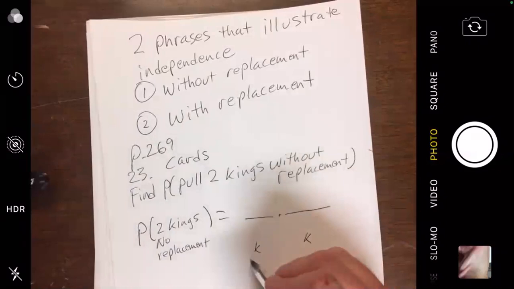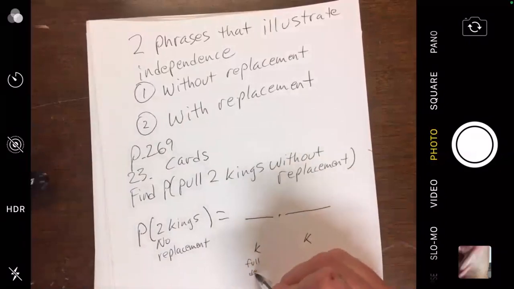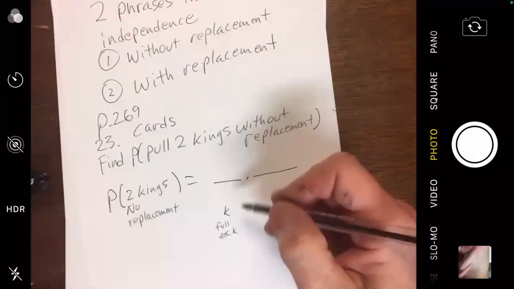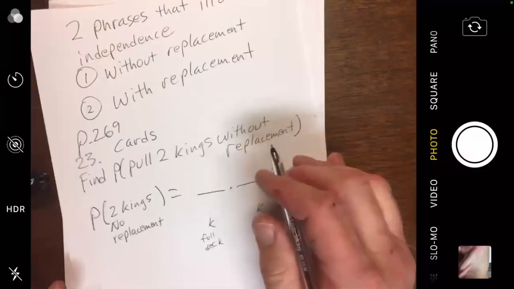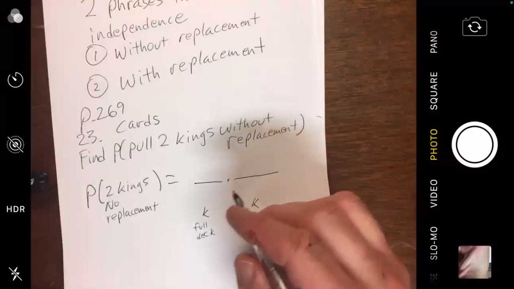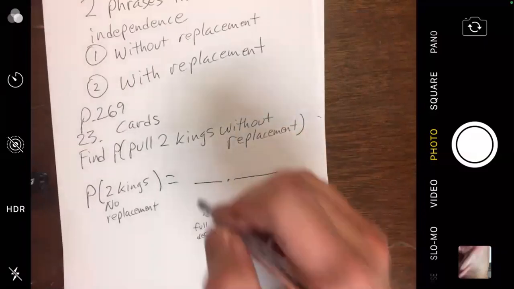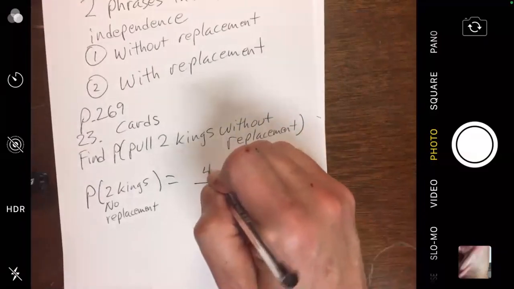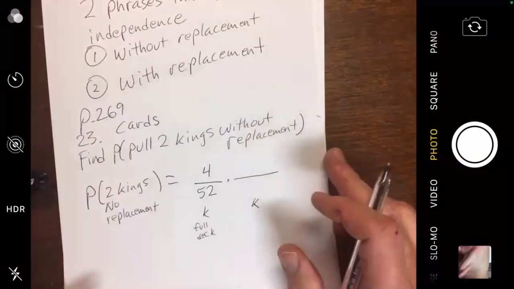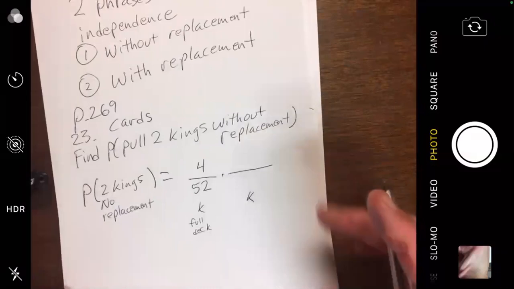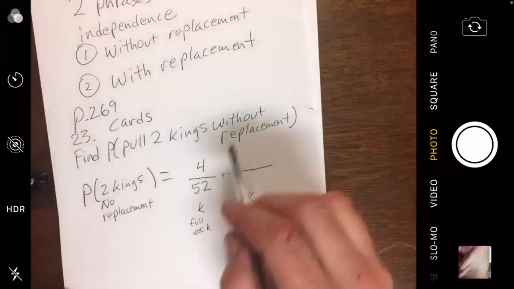All right, first one has the full deck. Would you all know what the probability of pulling a king out of the deck is? 1/52. Well, how many kings are in the deck? There's 4 out of 52.